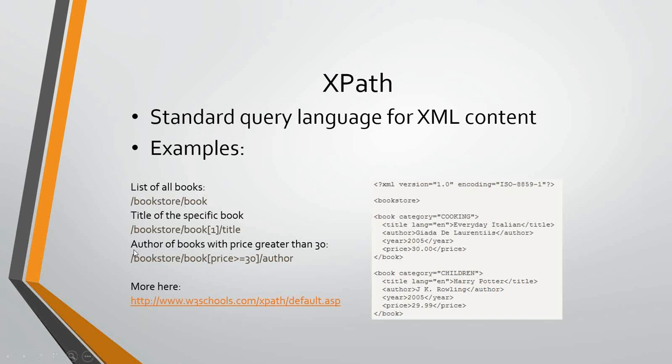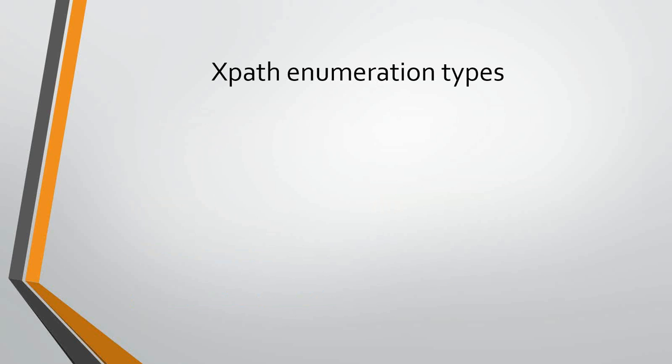And to get the author of a book with price greater than 30, we can put a condition here in the brackets that price is greater than 30, and then we want to fetch the author. We can do many things with XPath. XPath is not a hard language to work with. It's very easy. You can see that these strings are very easy. You can find more about XPath queries and XML in the W3Schools website. I'm using just a sample here to show you, but you need to be more familiar with XPath.